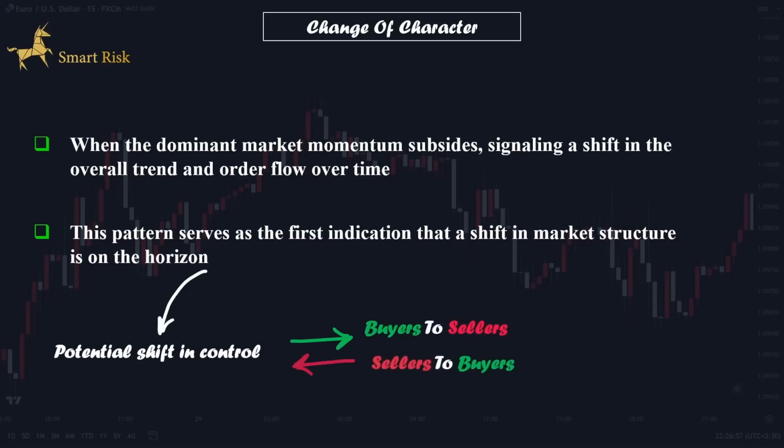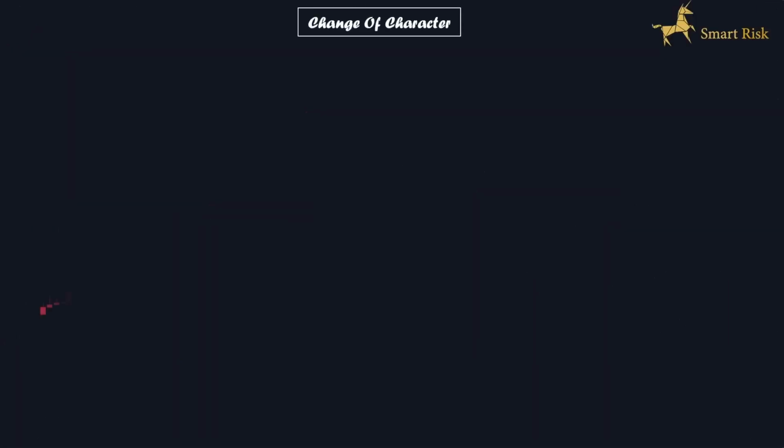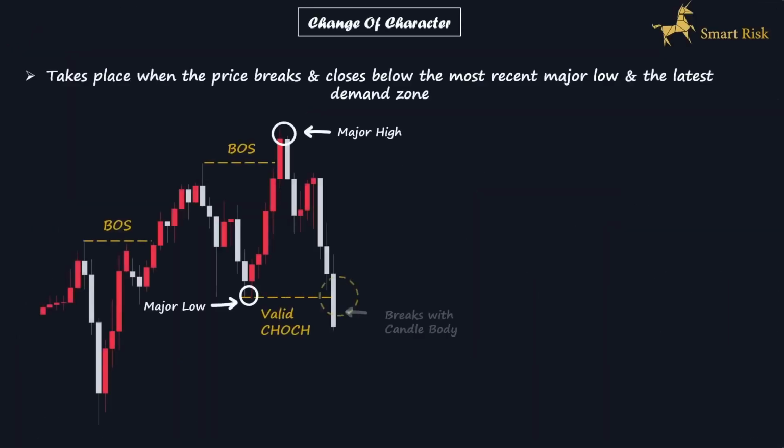Now let's see how we can identify a valid change of character in the market. In the bearish scenario, the change of character takes place when the price breaks and closes below the most recent major low and the latest demand zone. The same concepts apply to the bullish scenario.